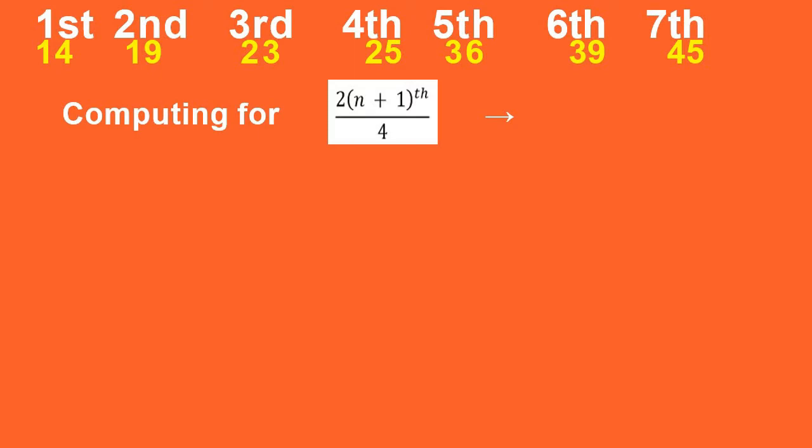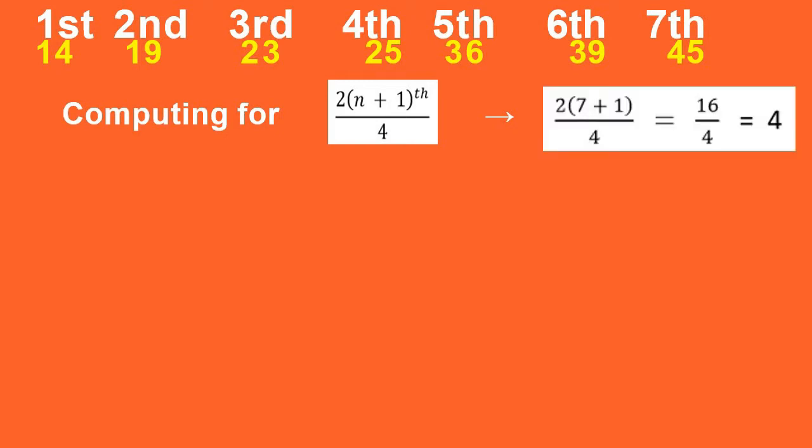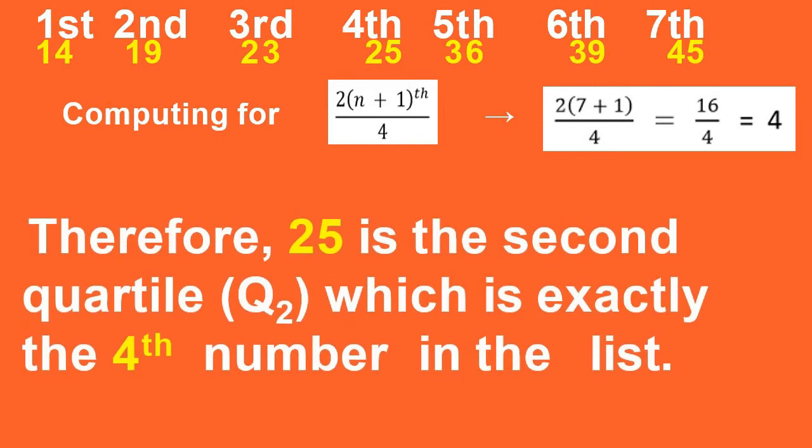So computing for 2 times the quantity n plus 1 all over 4, and since we have n equal to 7, by substitution, that will become 2 times the quantity 7 plus 1 all over 4. 7 plus 1 is 8 times 2, so that's 16. Divide by 4 is equal to 4. Again, 4 is not the value, but the location of the second quartile. So, 25 is the second quartile, which is exactly the fourth number in the list.